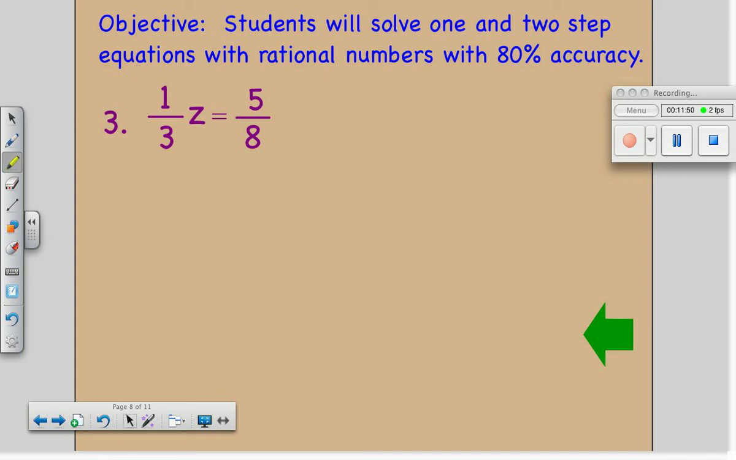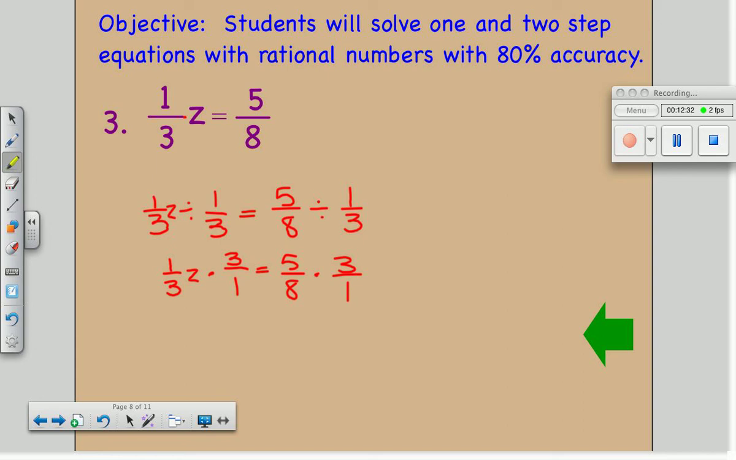One-third z equals 5/8. This is multiplication. So I need to divide by 1/3. If I divide one side by 1/3, so 1/3 z divided by 1/3, then I have to do the same thing to the other side, divide by 1/3. How do I divide fractions? I multiply the reciprocal. So 1/3 z multiplied by 3 over 1 equals 5/8 multiplied by 3 over 1. Multiply the reciprocal.